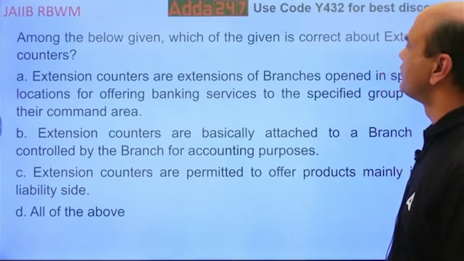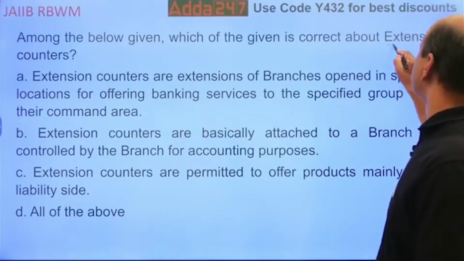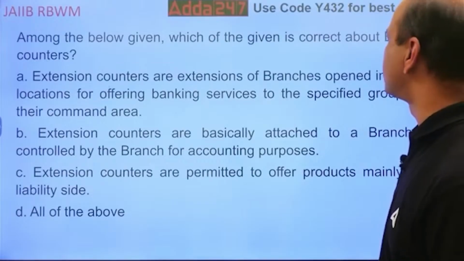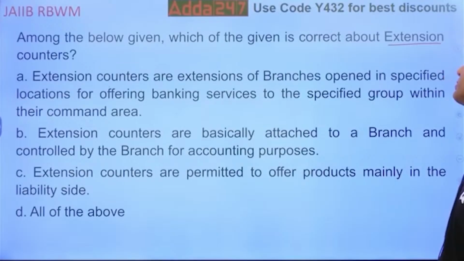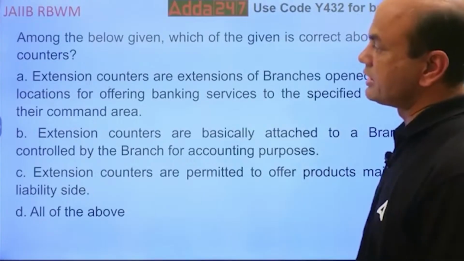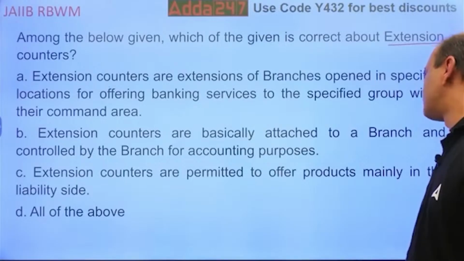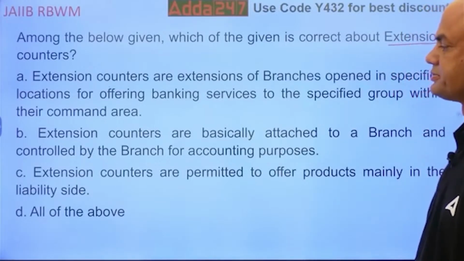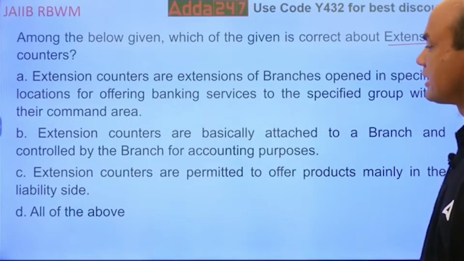Among the below given, which of the given is correct about the extension counters? Extension counters are extensions of branches opened in specified locations for offering banking services to specified groups within their command area. Extension counters are basically attached to a branch and controlled by the branch for accounting purposes. Extension counters are permitted to offer products mainly on their liability side.